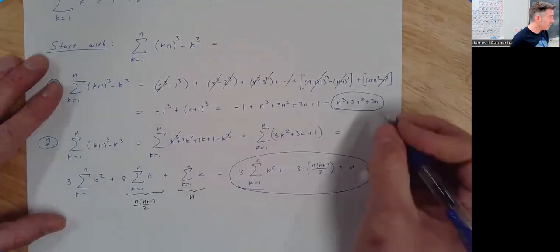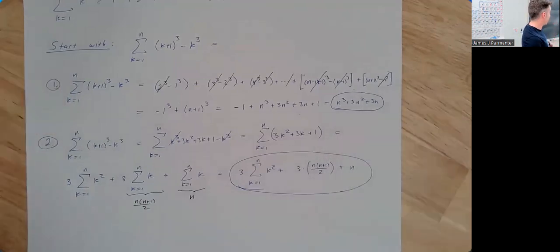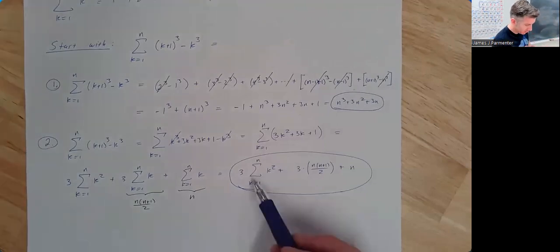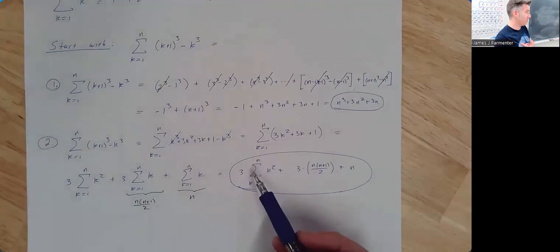And these two things are equal to each other. We've calculated the same thing in 2 different ways, which is going to allow us to solve for the thing that we were actually being asked to find, the sum of k squared.